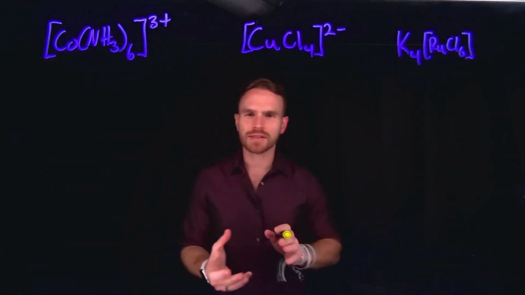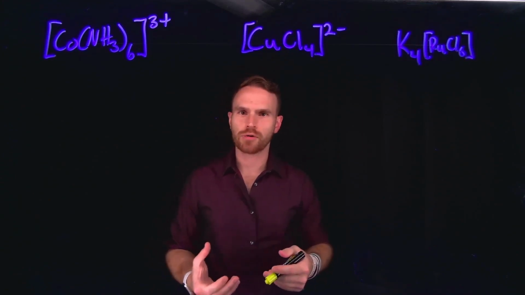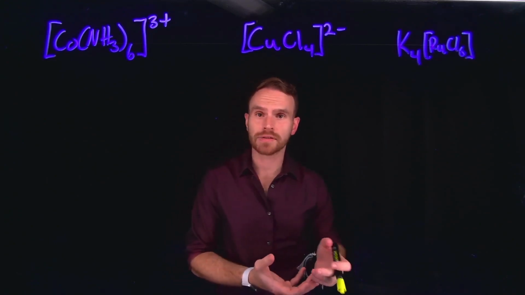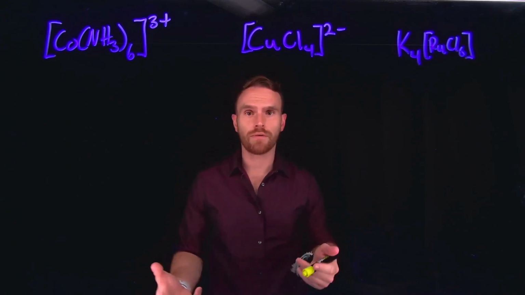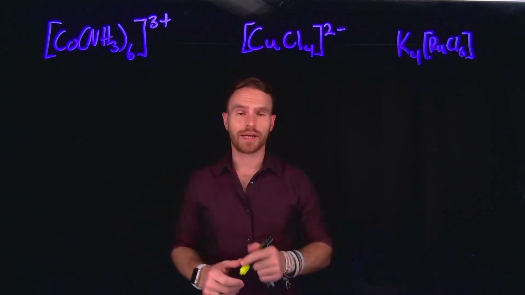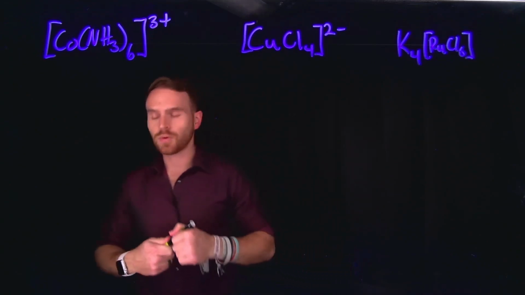So for each of these, I'm going to take the same systematic approach to identifying the components of the coordination compounds or the complex ions that I can use to help me solve for the overall name of each of these different coordination complexes. So the first thing is to identify the central metal.